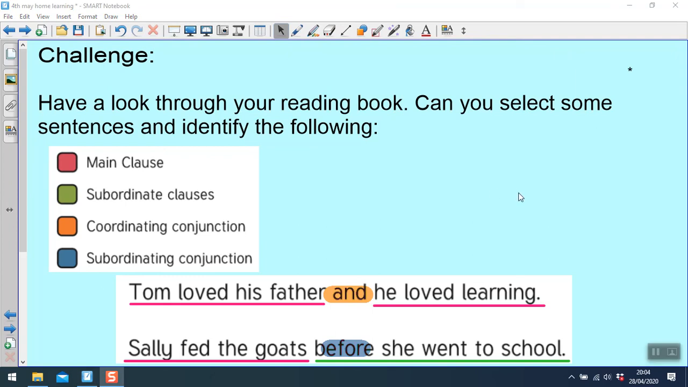Okay, challenge now to finish off the day. Have a look through your reading book. Can you select some sentences and identify the following? Main clauses, subordinate clauses, coordinating conjunctions, subordinating conjunctions. And I've left this on the screen just to remind you what each one is.